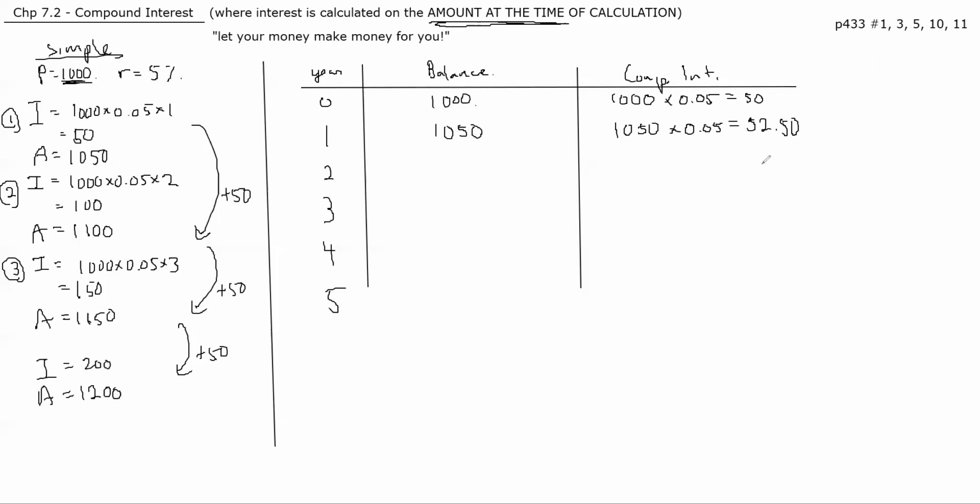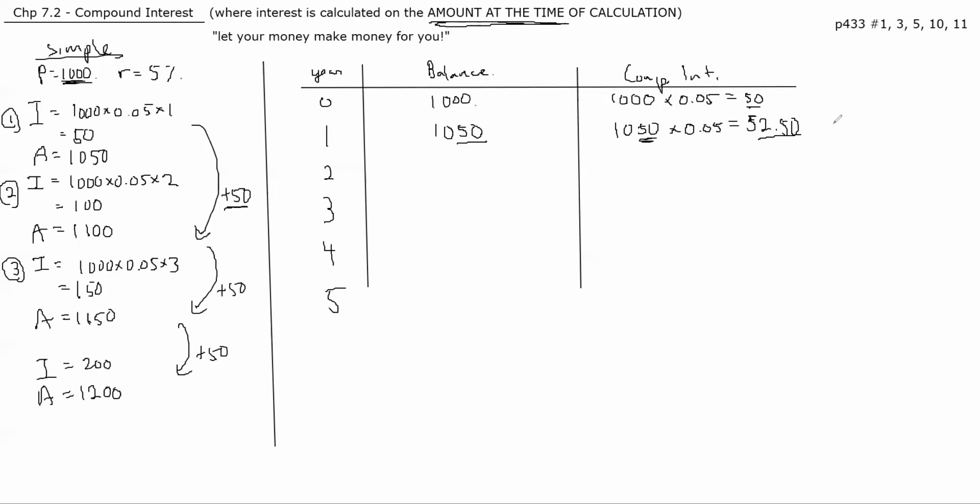$52.50. You see that? Where did the extra $2.50 come from compared to simple interest, where it was $50 every time? That $2.50 came from 5% of the $50 I already gained. So you earned $2.50 from the interest that you didn't work a single minute for.